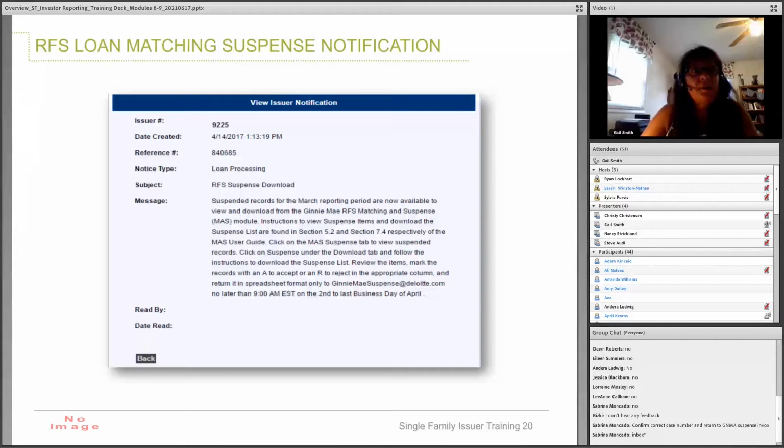On the screen is an example of the e-notification. You only receive this e-notification if you have suspended records. And if you do, we give you a little guidance inside the e-notification. We ask that you return this file no later than 9 a.m. Eastern Time on the second to last business day.